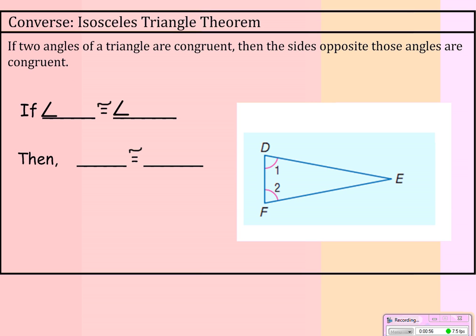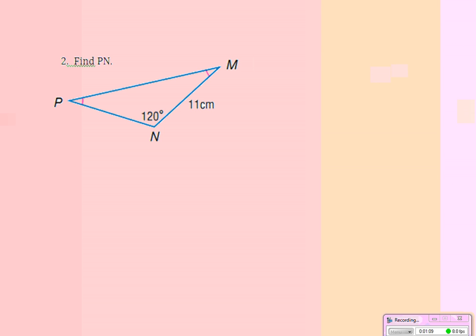That's kind of what this is saying. If I've got angle 1 congruent to angle 2, then I can also say DE is congruent to FE. That's how that works. So if I look here, this is 120 degrees, angle N, but that's not really important to me. What is important is that these two are congruent to each other. Because those two are congruent, the opposite sides are congruent to each other. So that's 11, and that's your answer.